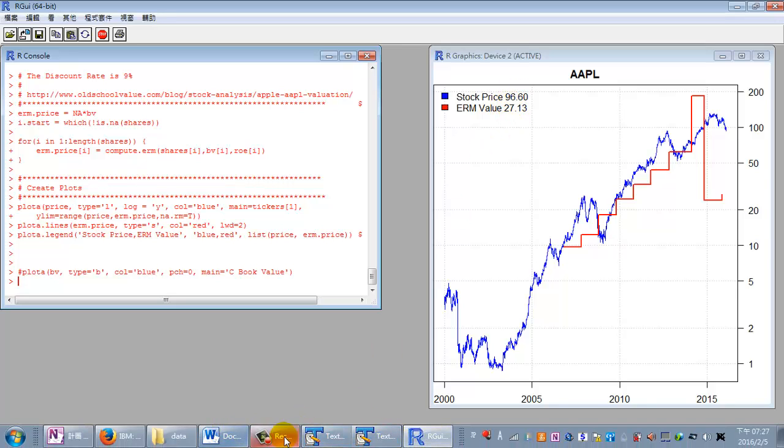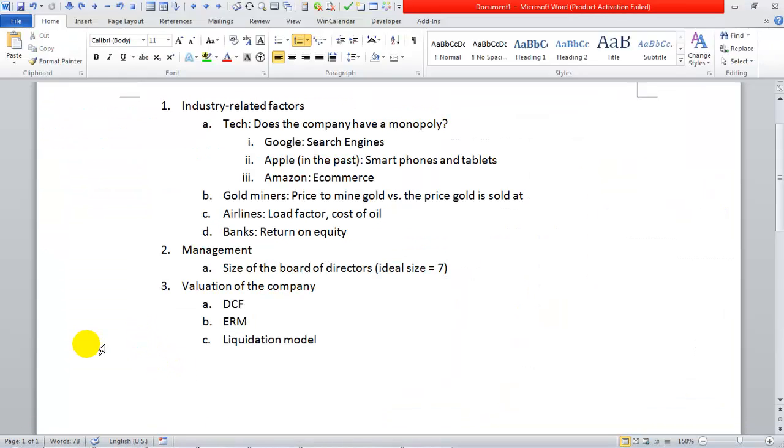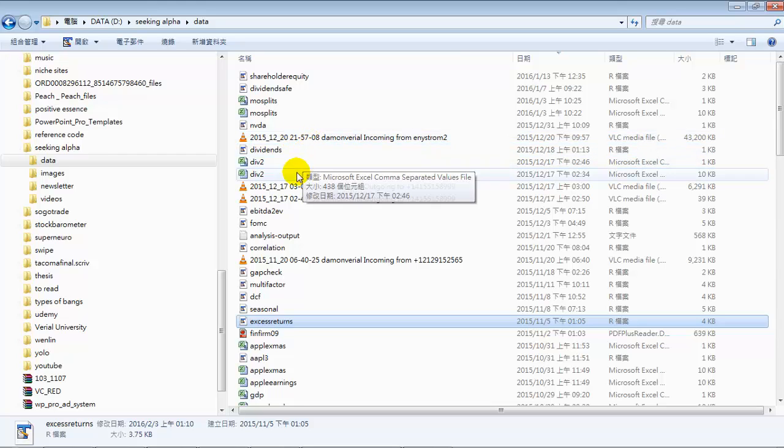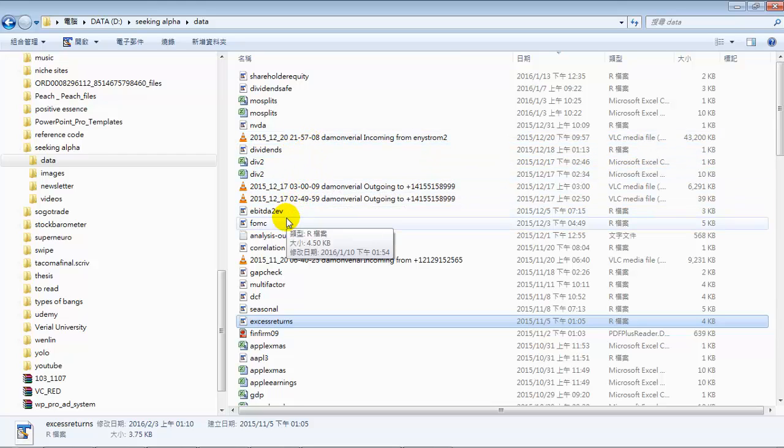Now, the last thing we could talk about is that last model, which is the liquidation model. This model says that if the company liquidates at the moment, how much should shareholders get? Now, this is not a very good valuation. It just gives the lower limit.